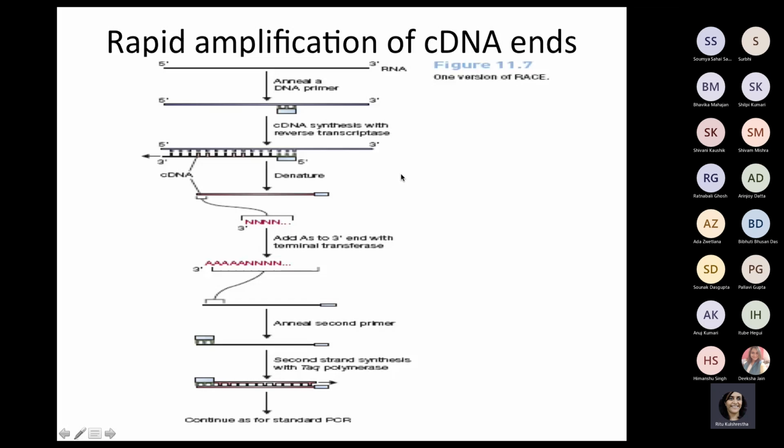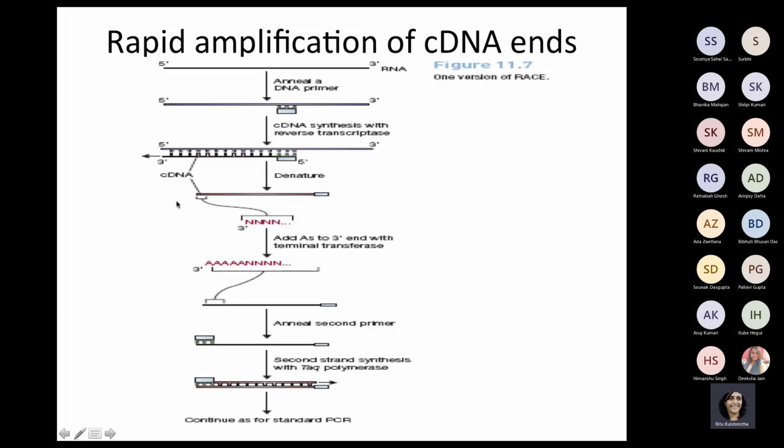So let's say I want to know the 5' end of a particular transcript. What I do is that I make a primer from a region which is close, but I can also make it from further away. Wherever I know the sequence till, I will design a primer there. Then I will prepare cDNA. It will make the cDNA till the end of the transcript, and after the end of the transcript it obviously will not go further. Then I denature it and I get this particular stretch.